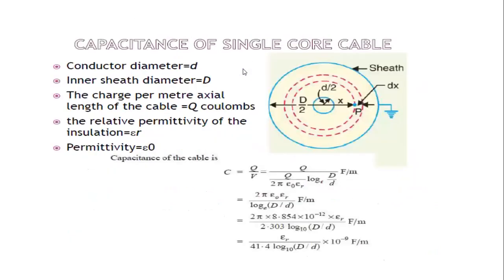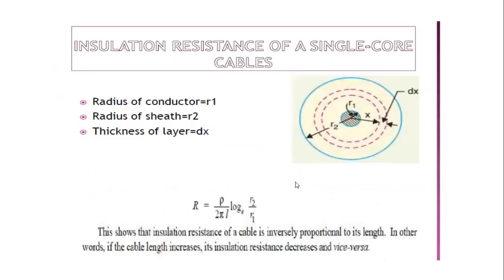And this is the capacitance of a single core cable. We are using the single core cable. Then by using this capacitance formula, we calculate the capacitance for that cable. Next, this is the insulation resistance for single core cables.